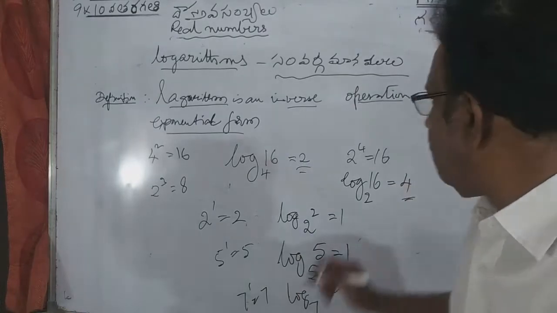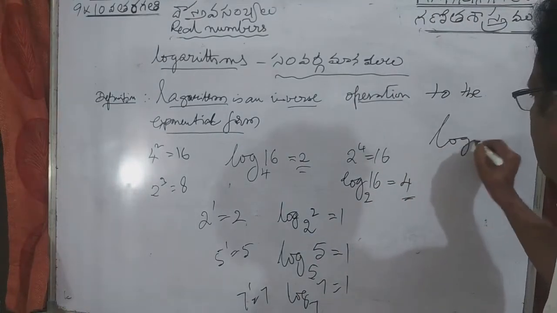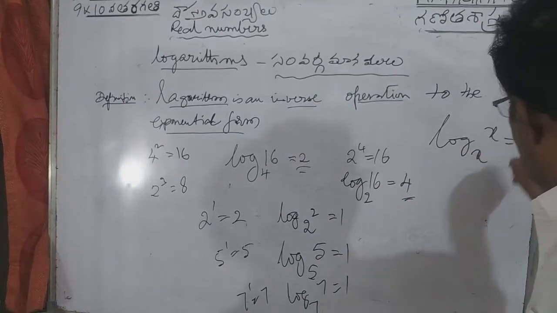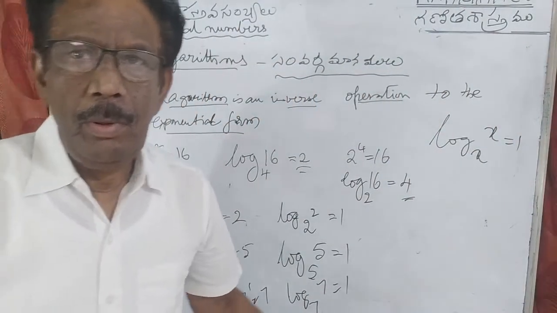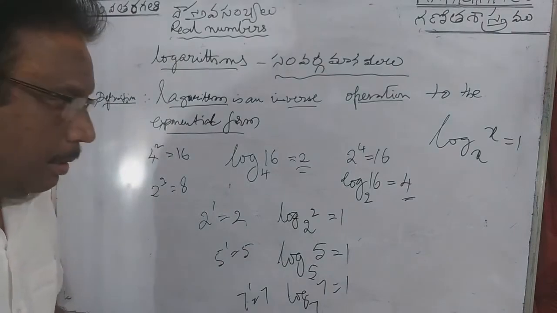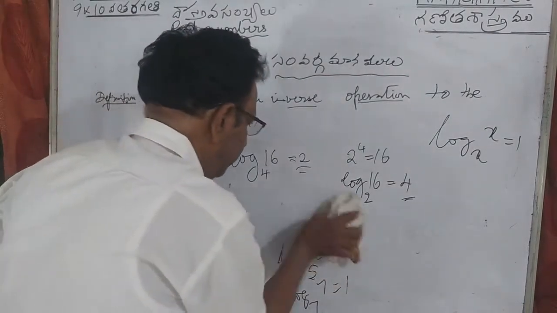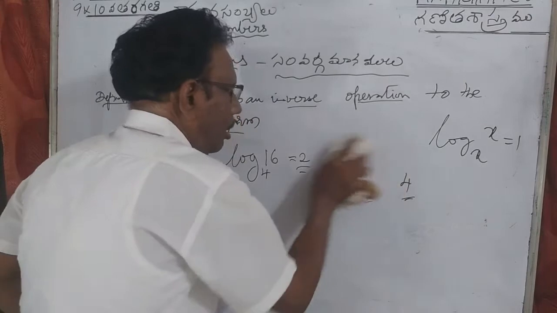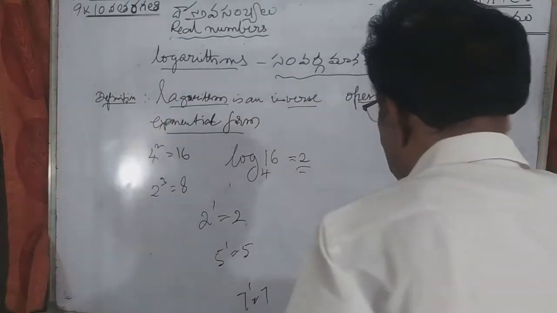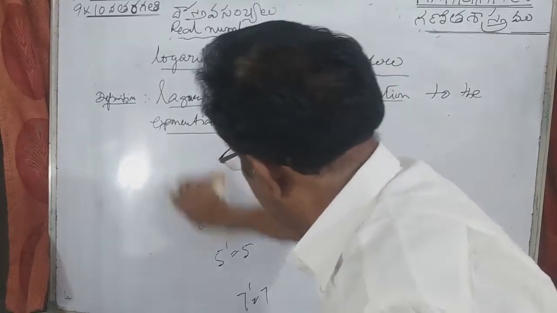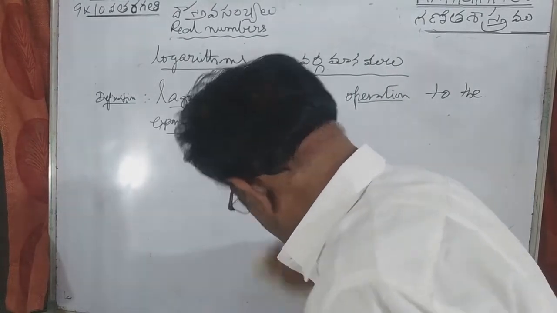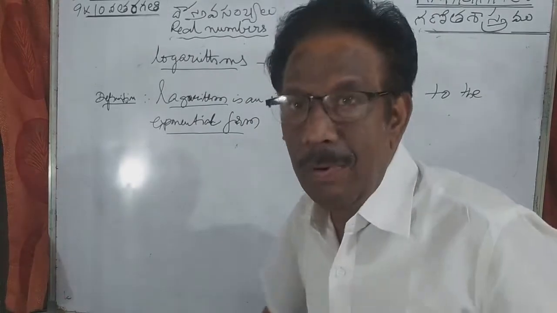Remember, so in general, log x to base x is equal to 1. Log x to base x is equal to 1. So remember this important point. And some more things I am telling you. So this is about the logarithm form. Here we must note some laws of logarithms.